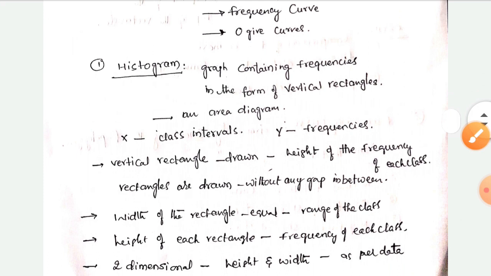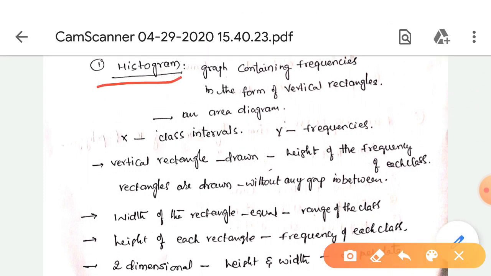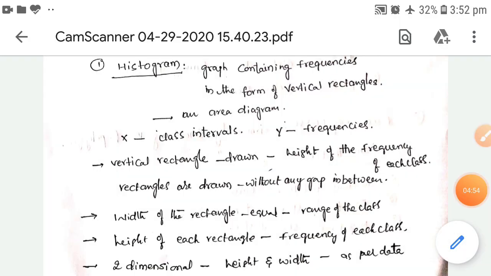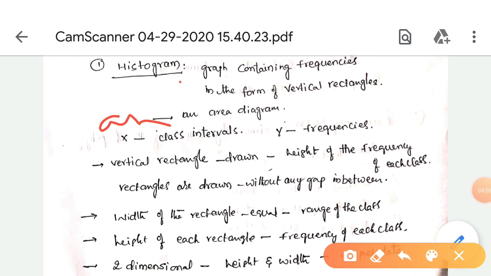First, the histogram. A histogram is a graph containing frequencies in the form of vertical rectangles. It's a bar graph, or an area diagram.